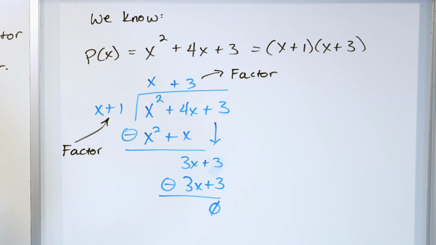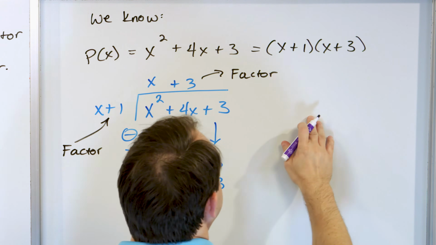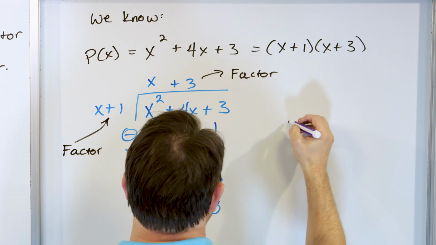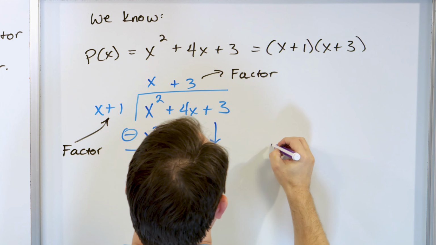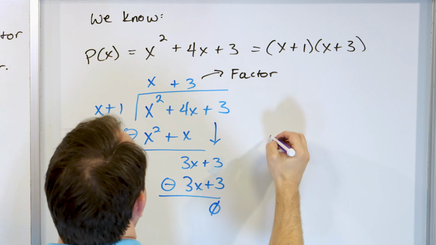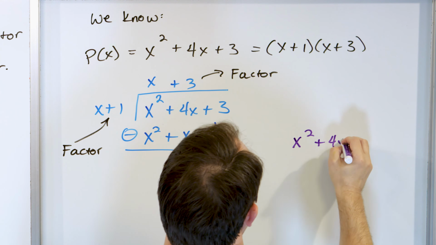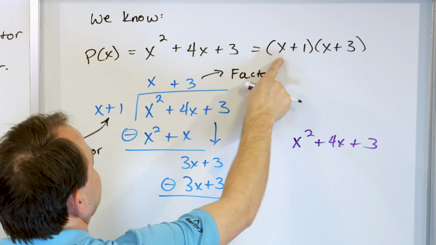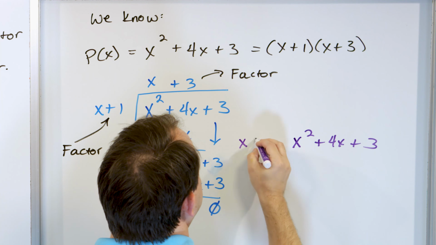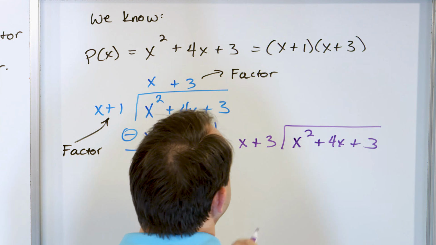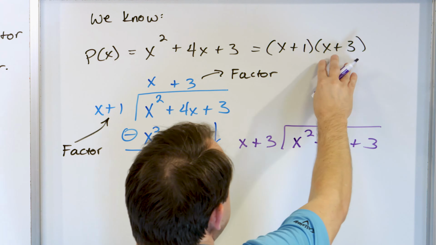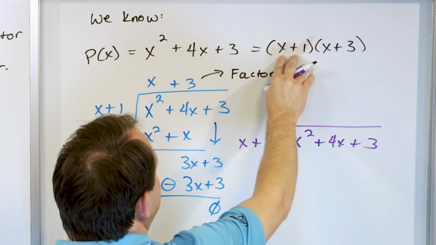Okay? Let's go the other way and check it out and see what happens. If I take this polynomial again, let's do it right here. X squared plus 4x plus 3. Here I divided by x plus 1. Now we'll divide by x plus 3. We're going to divide this one and see what we get. We know that if we divide by x plus 3, we should get this thing back.